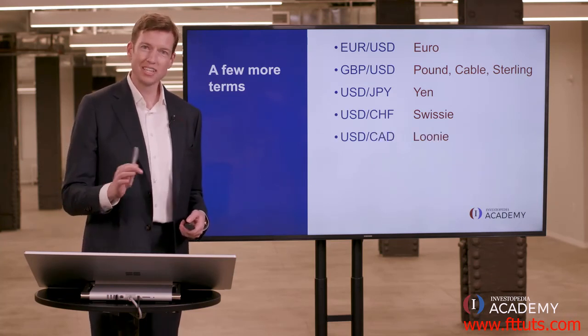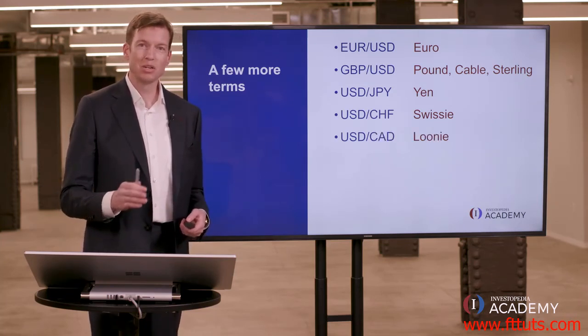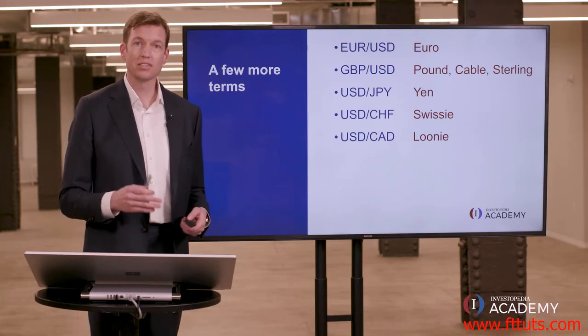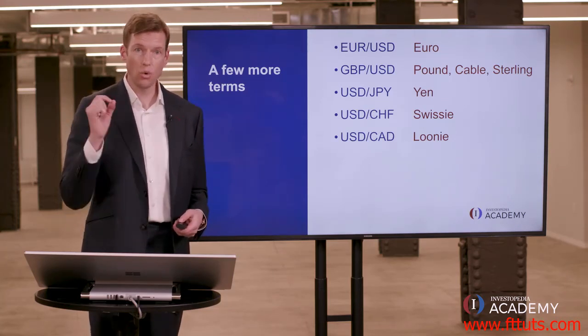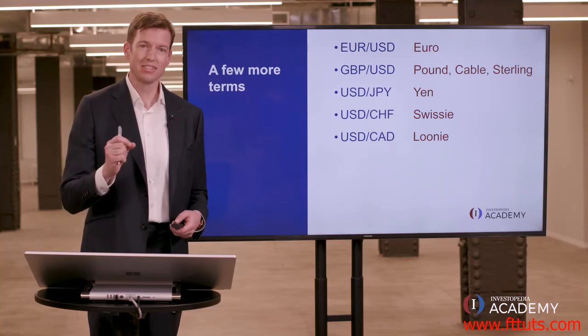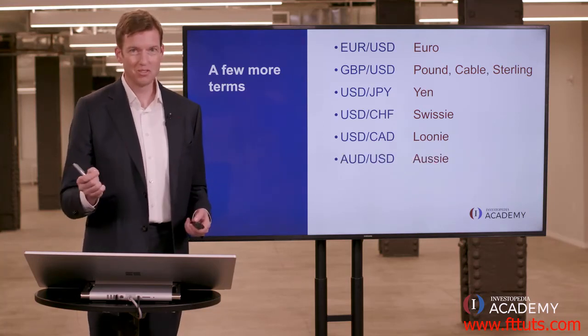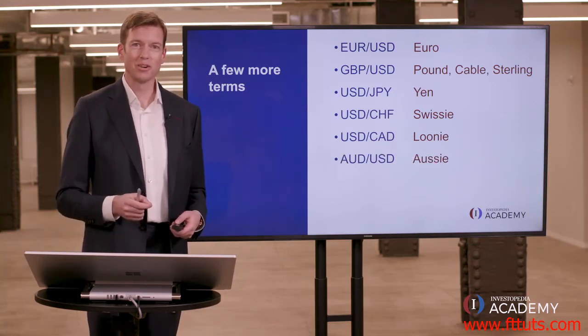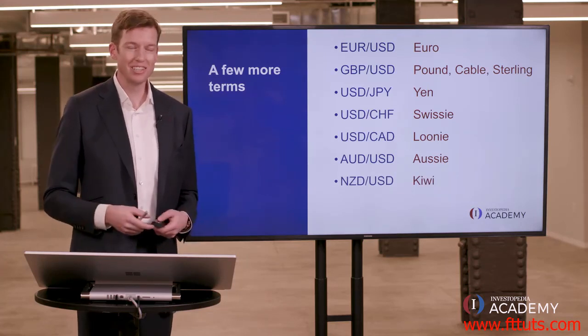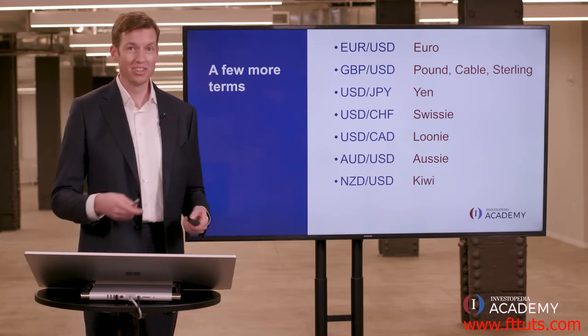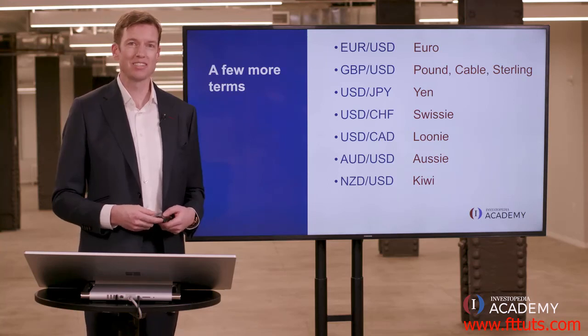The loonie, and this one takes traders sometimes by surprise, is the Canadian dollar versus the US dollar, and it's called that because the Canadian dollar coin has a loon on its face. Now, the Aussie is pretty straightforward, just the Australian dollar versus the US dollar, and the Kiwi is the New Zealand dollar versus the US dollar, and those two actually wind up acting very much the same in the forex.